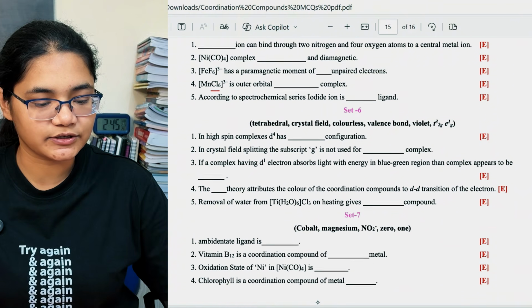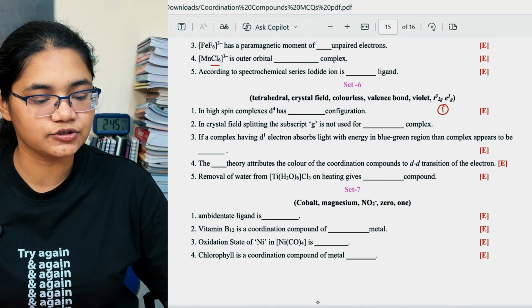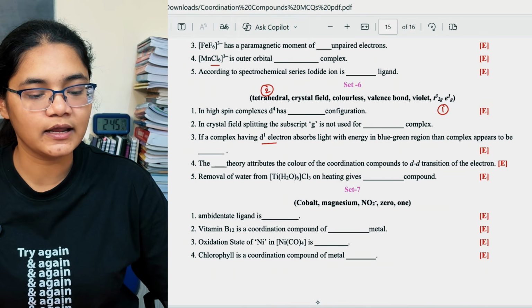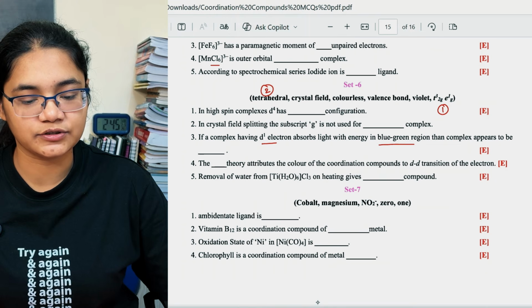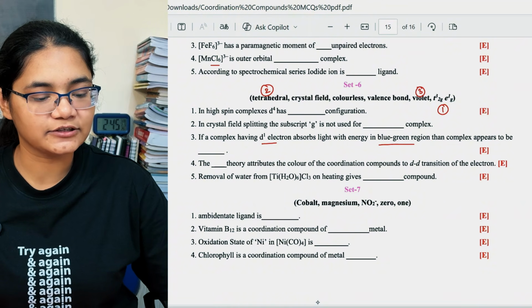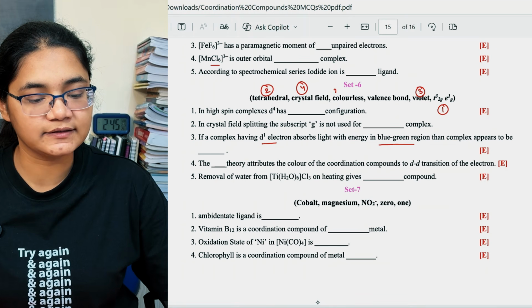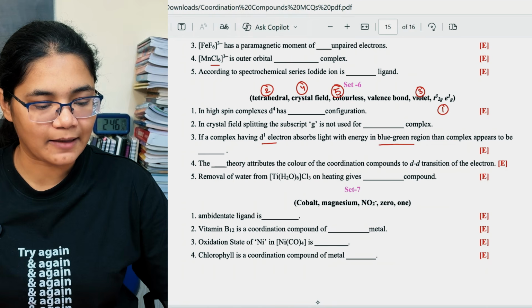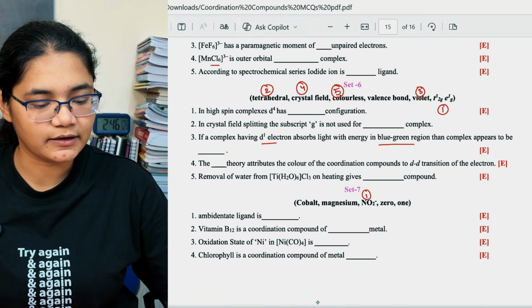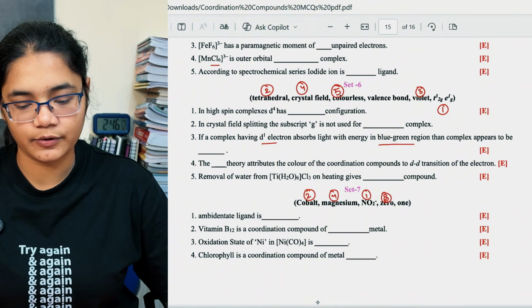Next is question set 6. In a high spin complex, d4 has t2g3 eg1 configuration. In crystal field theory, the subscript g is not used for tetrahedral complexes. In a complex having d1 electron that absorbs light with energy in the blue-green region, the complex will appear violet. Next, dash theory attributes the color, that is crystal field theory. Removal of water on heating gives colorless compounds. Next, ambidentate ligand is NO2-. Vitamin B12 is a coordination compound of cobalt. Oxidation state of nickel is 0. Chlorophyll contains magnesium.